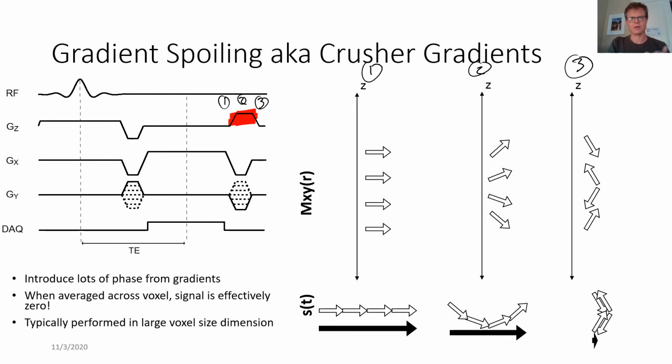Okay, so at the end of the TR, typically as is the case I'm showing here, spins might be in phase. We're going to apply a bunch of phase. The purpose of this is to have no signal that carries over to the next TR. And this is typically done in the largest voxel size dimension. That's the place where it's easiest to get the most phase.